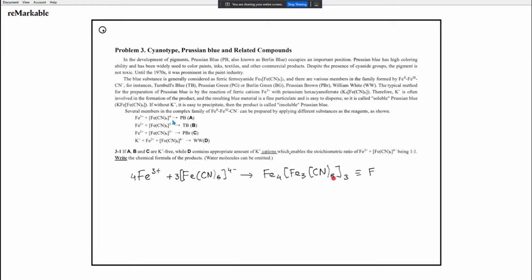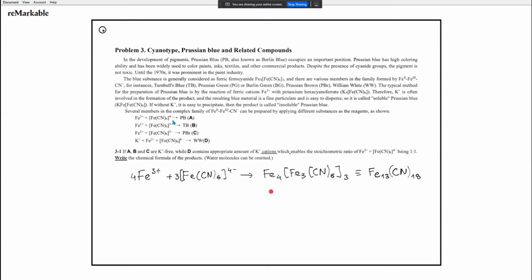Of course you can rewrite it as Fe, and now 4 plus 3 is 7, CN 18. Nice formula, isn't it? And the same you can do for the rest.